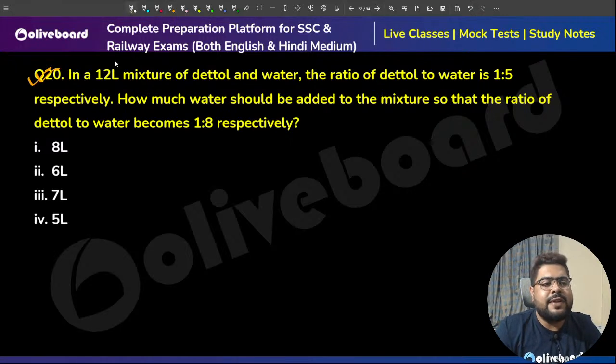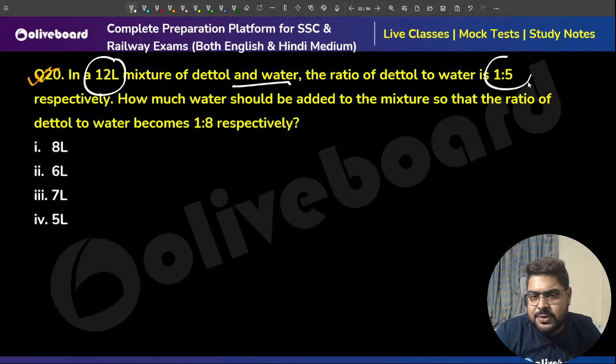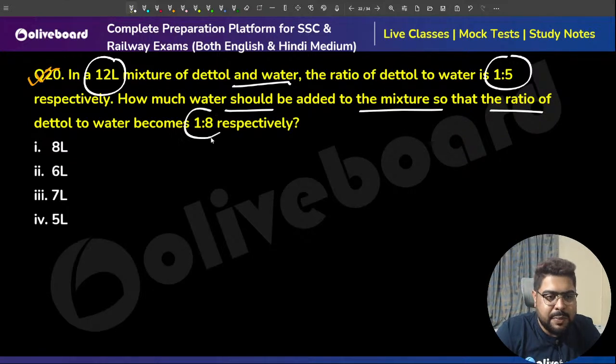20 liters, 12 liter mixture of Dettol and water, ratio is 1:5. How much water should be added to the mixture so the ratio becomes 1:8? So there are 2 ways you can solve this.